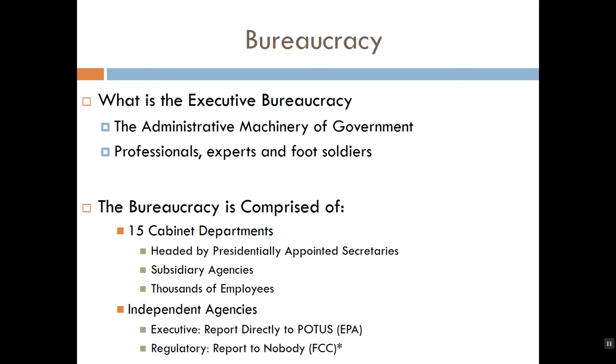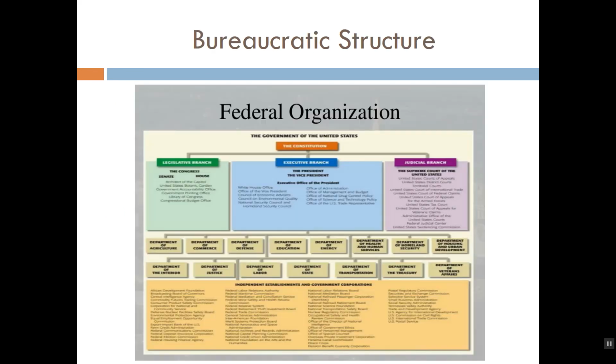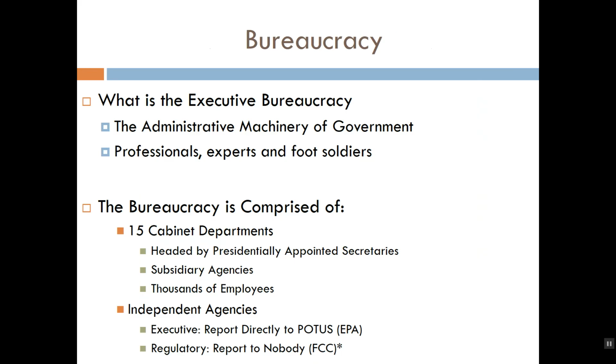So again, we've got 15 departments within this broader category of the executive bureaucracy, and within those departments we have a variety of subsidiary agencies that handle more specialized tasks. But we also have a whole host of what we call independent agencies. And independent agencies are basically small, specialized government bureaucratic institutions which focus on a very narrow issue area, but which do not have to answer to any particular cabinet or cabinet department.